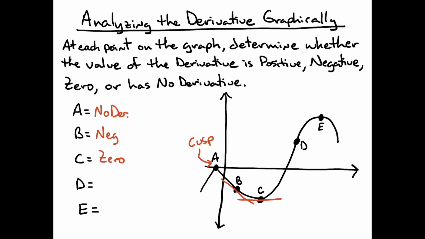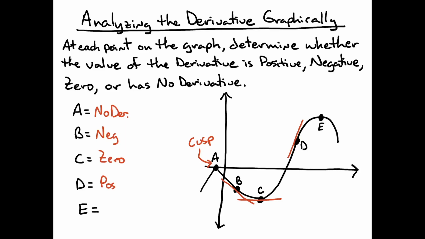Taking a look at point D, if I attempt to draw a tangent line right there, again, probably not the best tangent line, but we get the idea. It is going to have a positive slope. That tangent line will have a positive slope, which means the derivative will be positive at that point.